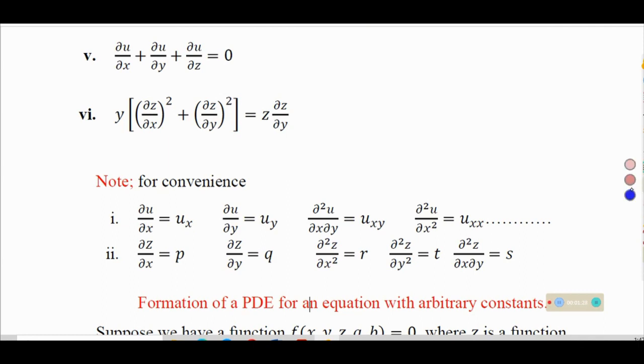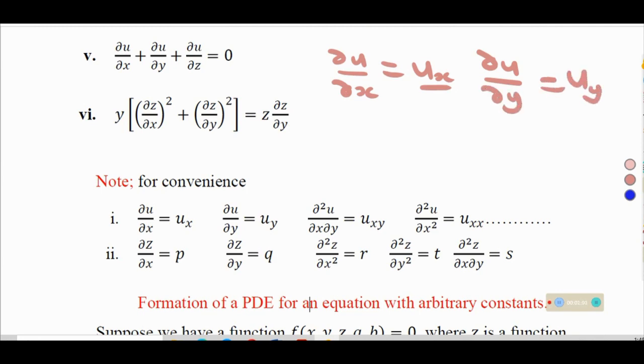For convenience purposes, dear friends, we shall have to use some short forms. For example, if we find that we have del u del x, someone can represent this as u of x. The short form of this one here, we shall always be using u of x. If someone says del u del y and simply represents this as u of y, this and this within the partial differential equations will be meaning the same.